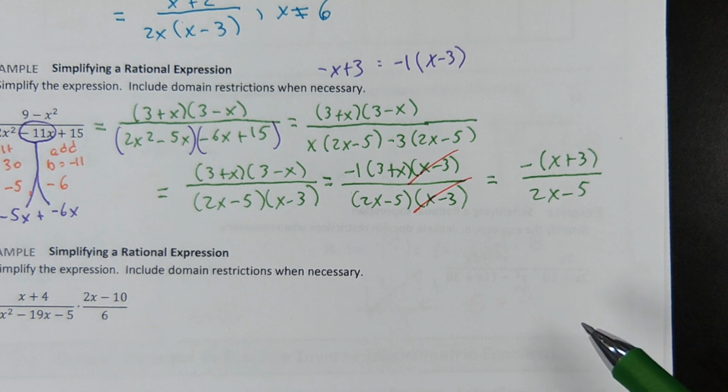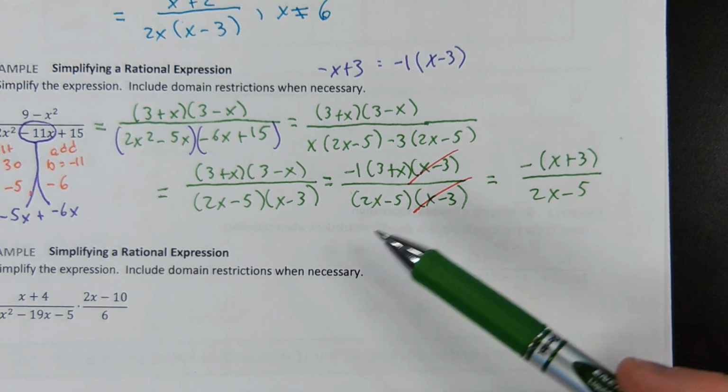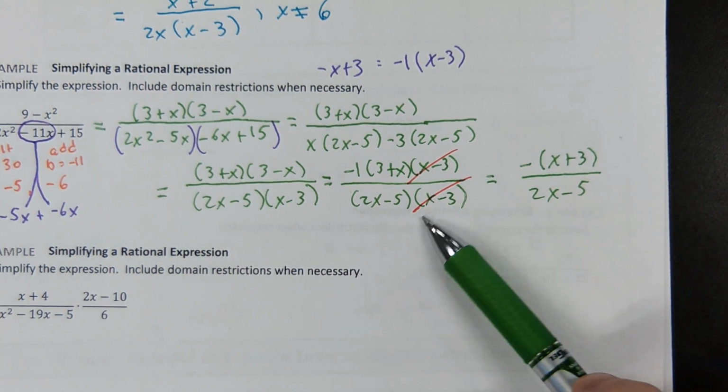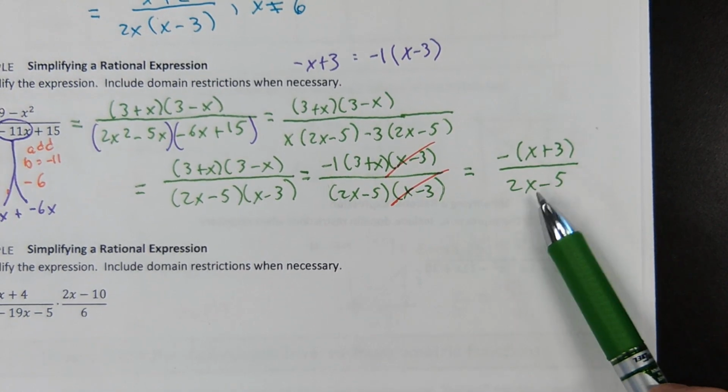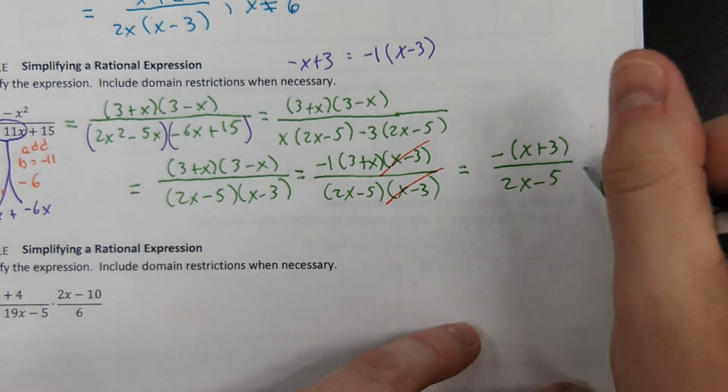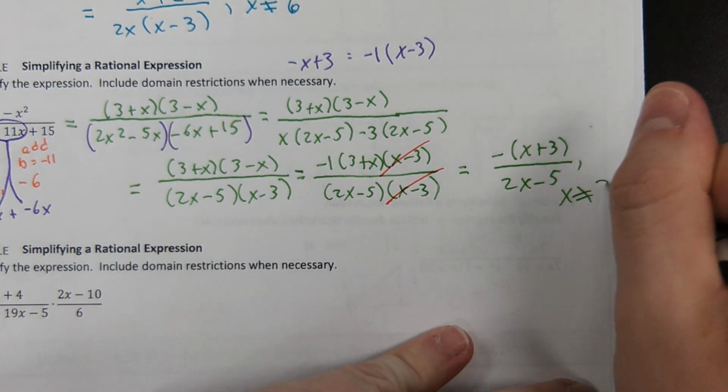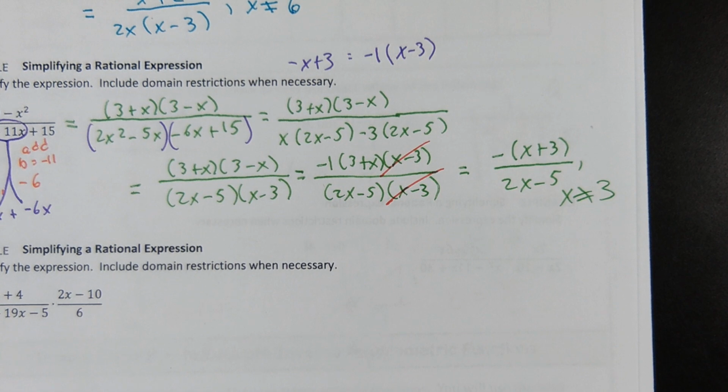And I just have to make sure that these two things are exactly the same. And since this graph can't exist at x equals 3 because that makes me divide by 0, this graph also can't exist at x equals 3. And there it is.